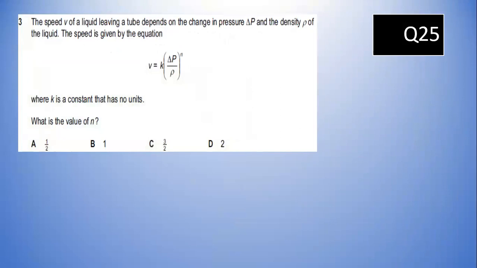Right, can try this one. The speed V of liquid leaving a tube depends on the change in pressure and the density rho of the liquid. The speed is given by the equation. K is a constant that has no unit, so don't have to worry about K and throw it off. So find the value of n.